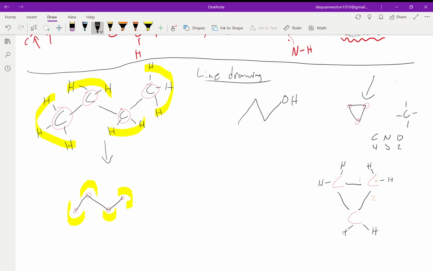So every time, just go through, count your carbons. Know that every carbon needs to be attached to 4 things. And then if it's attached to 3, there's 1 hydrogen. If it's attached to 2, then there's 2 hydrogens, so on and so forth.